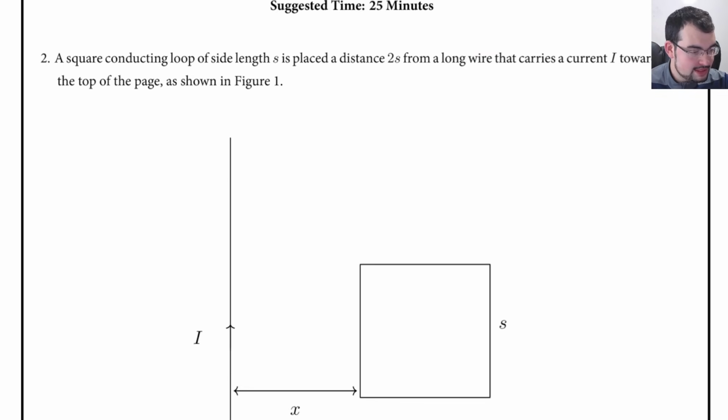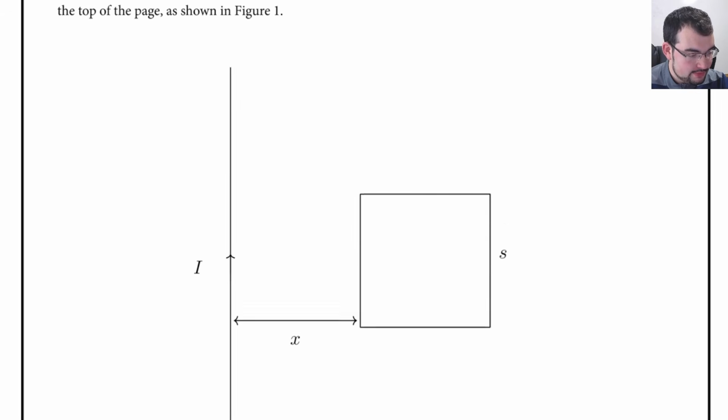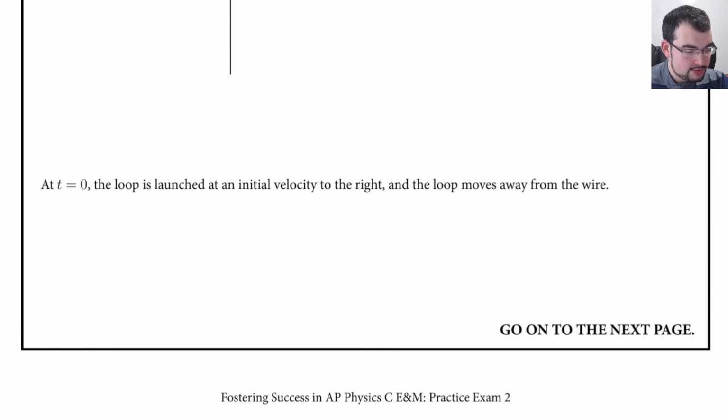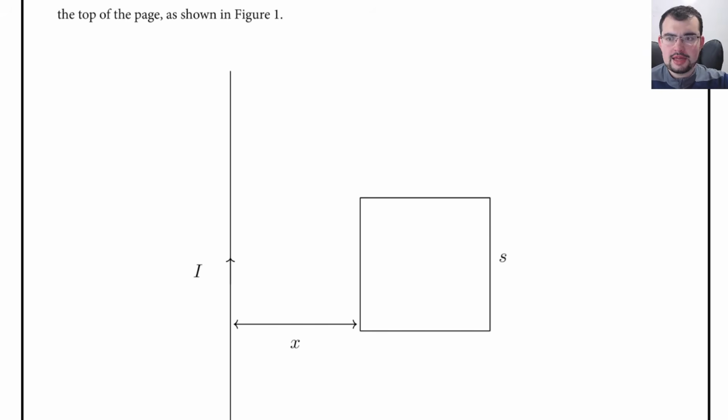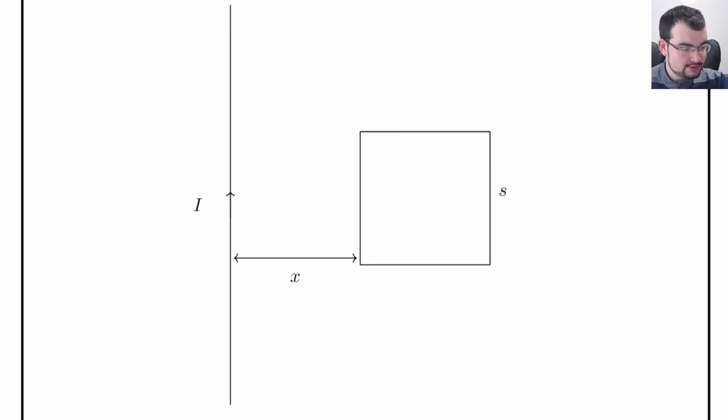All right, now we have the TBR. A square conducting loop of side length s is placed a distance 2s from a long wire that carries a current I towards the top of the page. At t equals 0, the loop is launched to the right and begins to move away from the wire. So at t equals 0, I launch the loop to the right. So we can start to think what this question is going to involve, because there's going to be a magnetic field from the wire, and I'm moving the loop away.